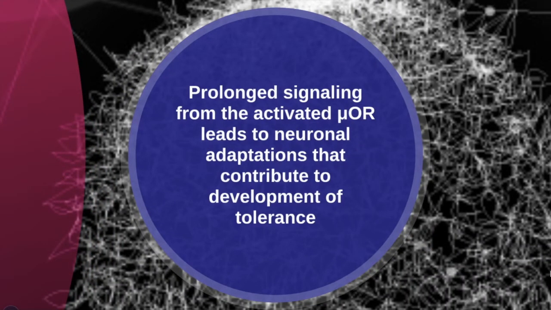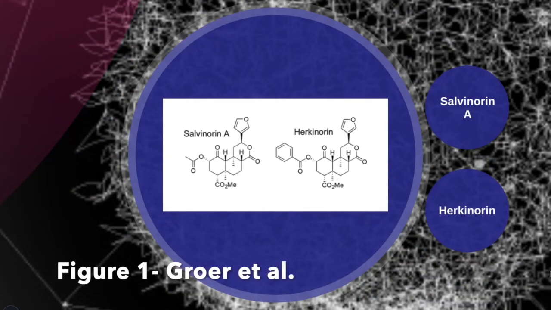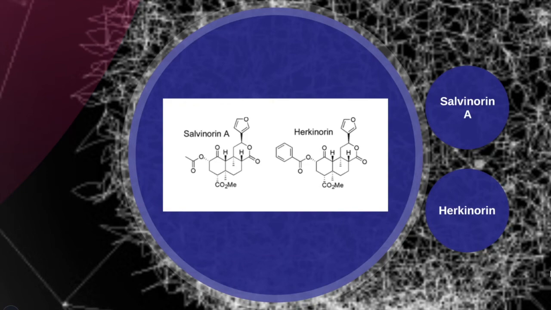Another theory describes how morphine leads to little desensitization of mu-opioid receptors, while prolonged signaling from the activated receptor leads to neuronal adaptations that contribute to the development of tolerance. The differing abilities of mu-opioid receptor agonists to induce desensitization and the molecular mechanisms by which they do so is also considered in developing tolerance. Hypotheses such as these form the foundation for much of the current investigation into mu-opioid receptors and their binding ligands.